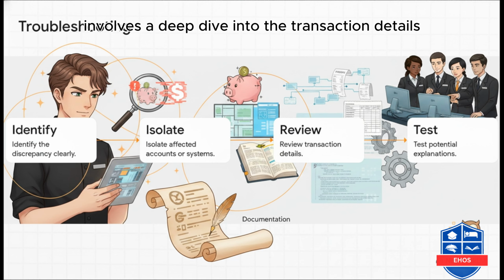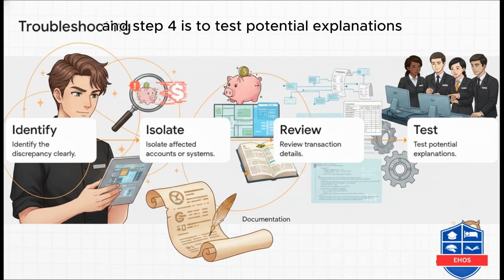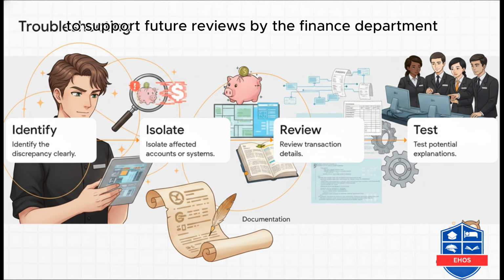Step 3 involves a deep dive into the transaction details. Review the receipts, the timestamps, and the user logs. And Step 4 is to test potential explanations based on the evidence you've gathered. Throughout all 4 of these steps, documentation is totally essential. You absolutely must maintain a transparent record of your investigation to support future reviews by the finance department.